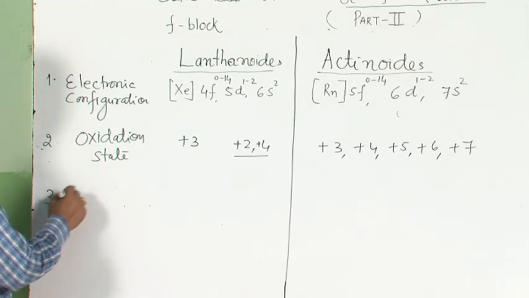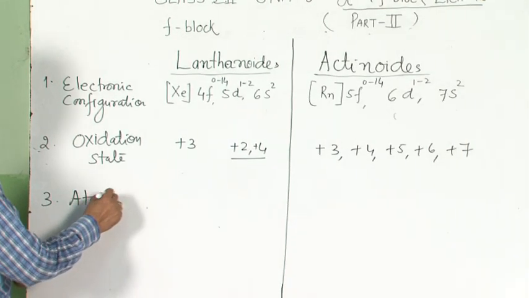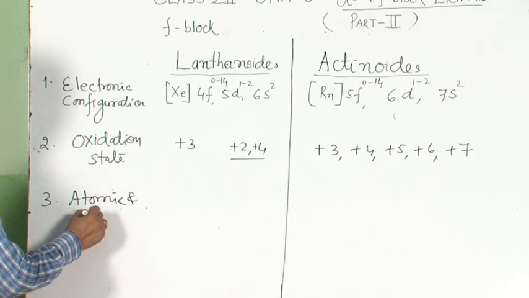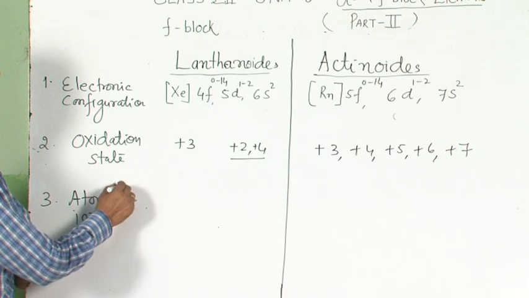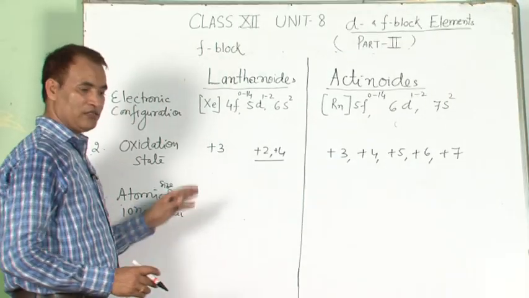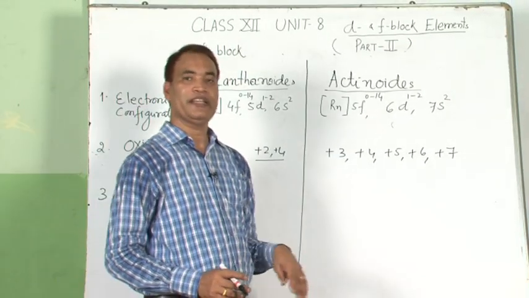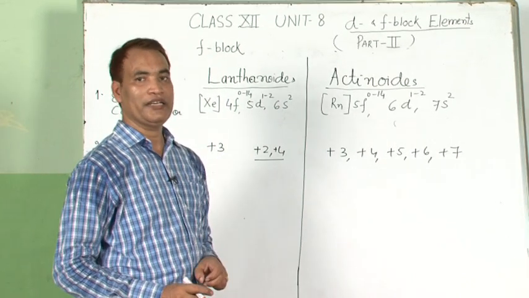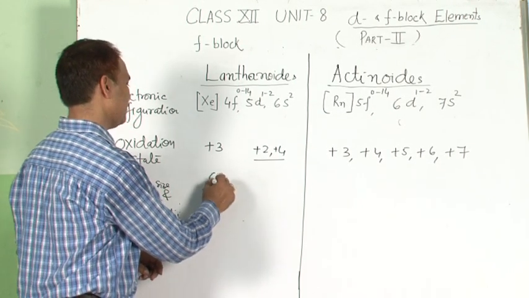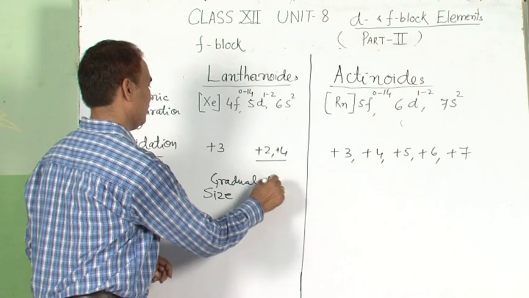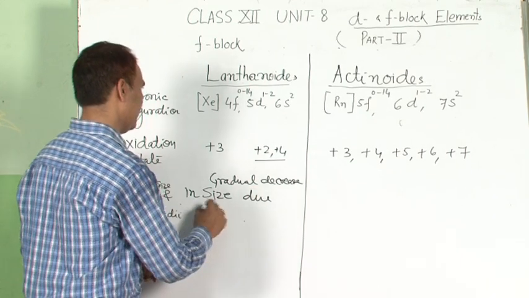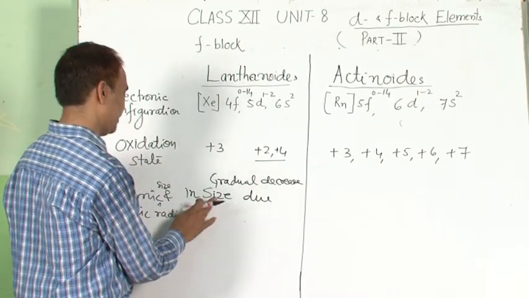Then atomic and ionic size. Atomic size and ionic radii. There is a gradual decrease in the atomic size and ionic radii also. This is due to the lanthanide contraction. The size decreases gradually due to lanthanide contraction. I have already discussed what the lanthanide contraction is.